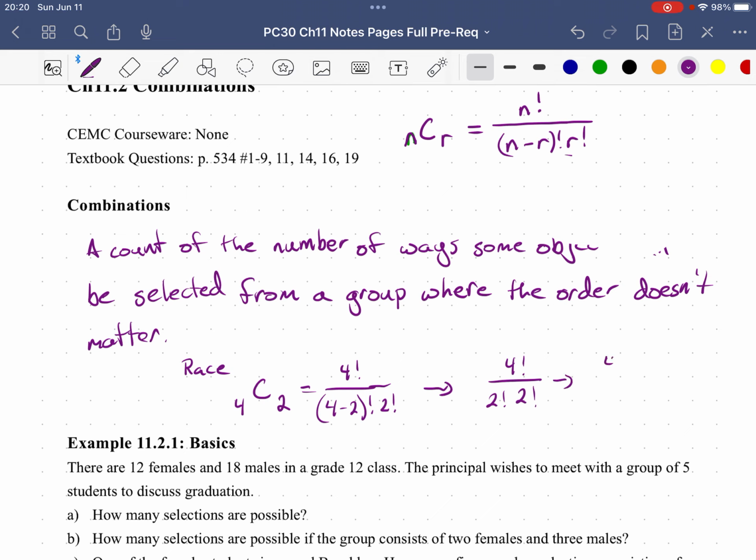Well, let's look at that. It simplifies down to 4 times 3 times 2 times 1, all over 2 times 1 times 2 times 1. Those cancel out. That cancels out with that, and we get 6. So if you remember, if we were doing this with permutations, there was 12. And for combinations where the order doesn't matter, this is now 6. All right, in the next short video, we will be looking at example 11.2.1, the basics.